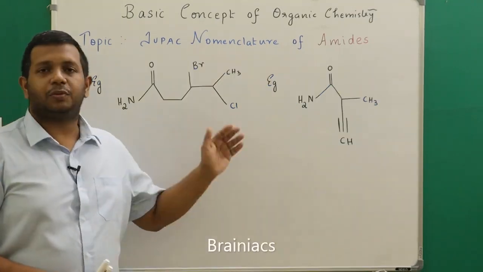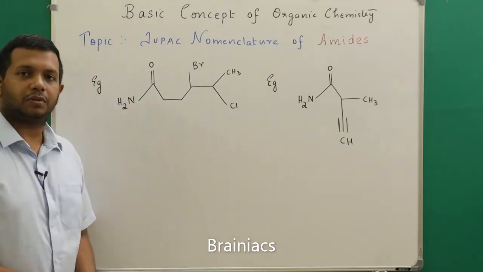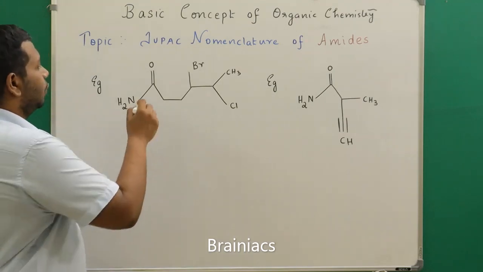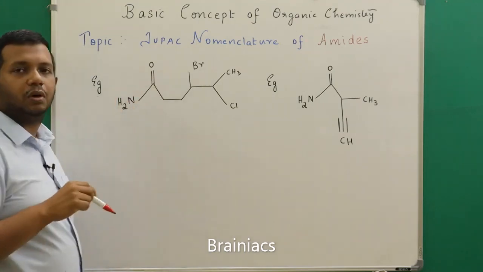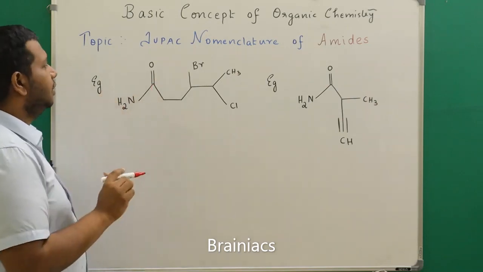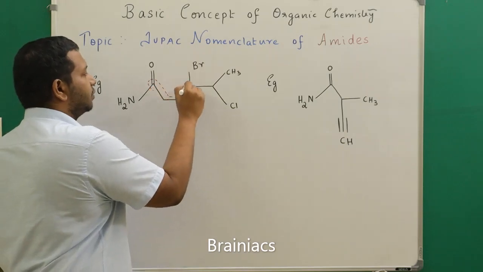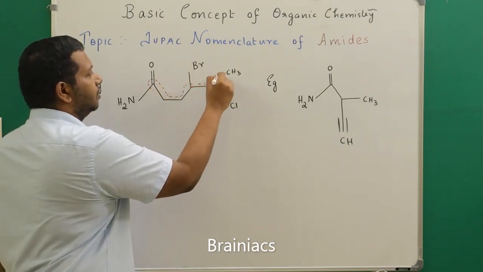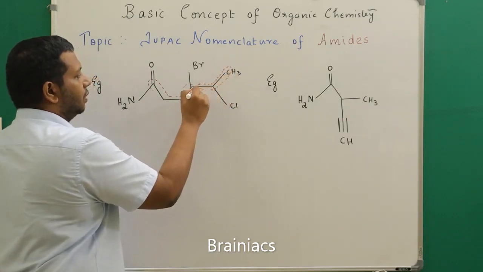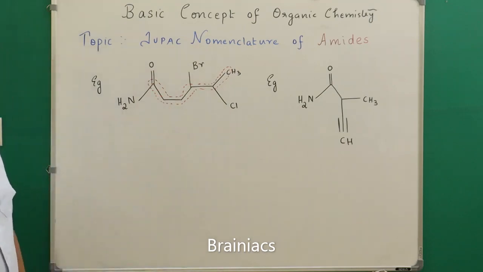Hi dear students, a few more examples. Let's see the first example, how to do the question. Here also, first I am checking which functional group is connected. The functional group here is CONH2, that is amide. So I can say this is my parent carbon chain. Starting from here, I select the longest possible chain. Correct? So this is my longest possible chain.